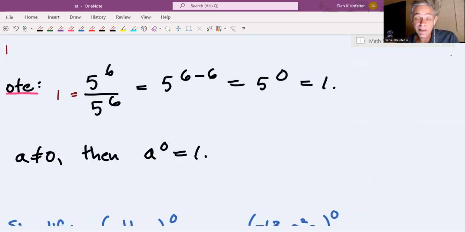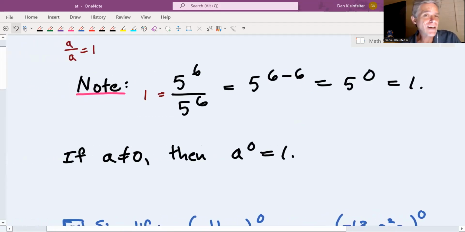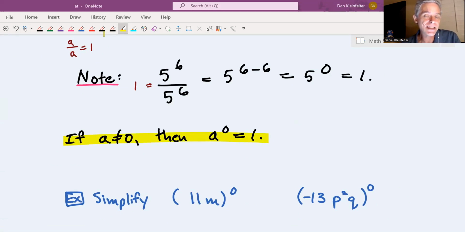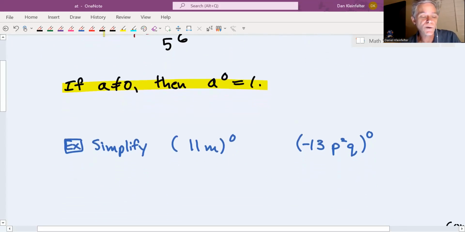Based on what we just saw with the exponent rule, this 5 raised to the 6th power divided by 5 raised to the 6th power, we should be able to subtract exponents and get 5 raised to the 0th power. And so we have to conclude that that's 1. Like I said, the 5 and the 6, I just chose those to not be equal to 0, but it could have been anything. So as long as the base is non-zero, raising a number to the 0th power will always give you 1.